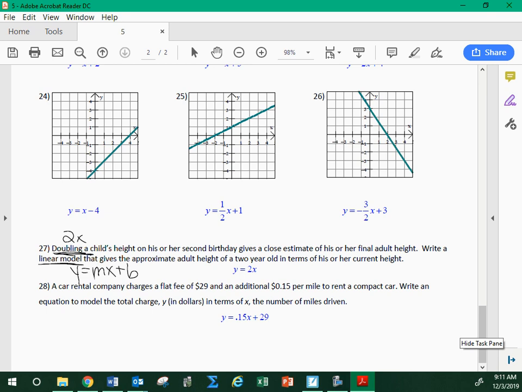So they told us, write an equation that gives the approximate height of the child. They are 2 years old, so all we have to do is just double it. It's not that they want their current height plus the double. Sorry, they don't want their current age plus the doubling, they just want you to double it.